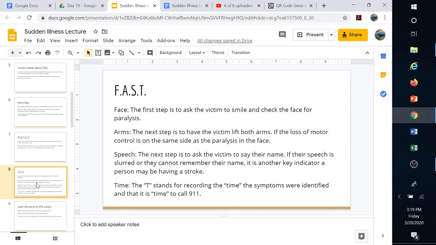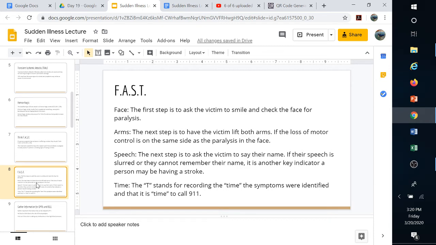Now, the T for time stands for two things. It's time to record the time of the event happening, right? So I want to look, okay, this is happening at, let's say, 10:45. So I'll write that down because there are going to be time-sensitive treatments they're going to receive when they get to the hospital. And it's also time to call 911. Now, I have seen in some literature where if you think somebody's having a stroke, you call 911, and then you do these steps. But most references I've seen now keep it in this order, where you do these steps first and then call 911.